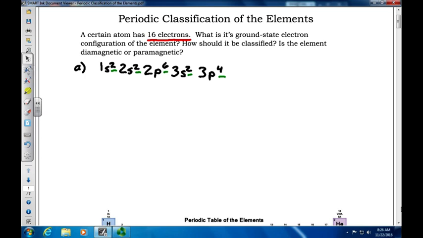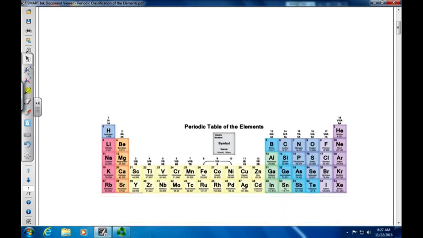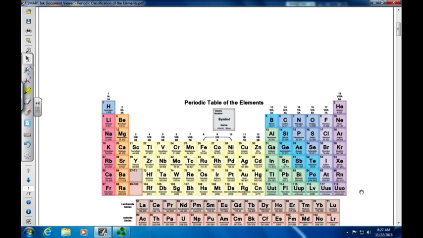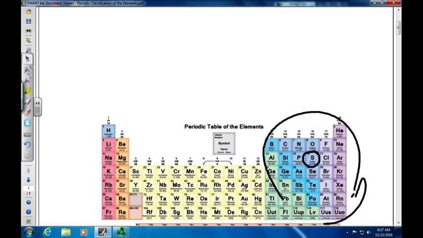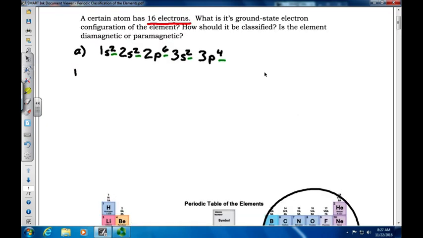The other thing to look at is how it should be classified. Now, there are several ways in which elements can be classified, but one of the most commonly used is whether or not it's representative. And because our 3p orbital is not completely full, it would be a representative atom. And that means that it's over in this area right here. And in fact, our atom, if you noticed, is sulfur. So we'll just climb back up here and put part B. It's representative.